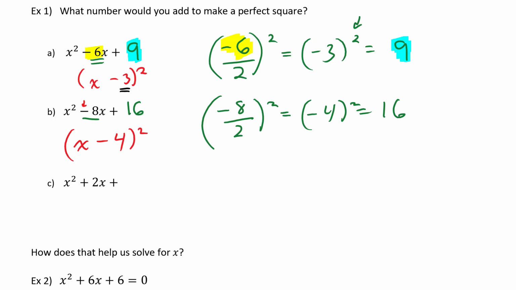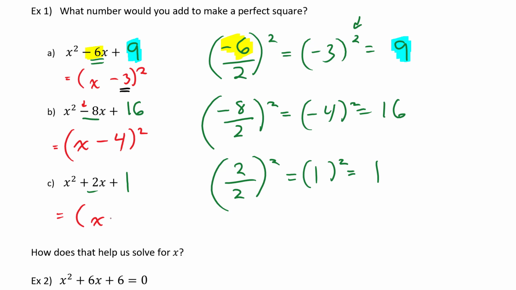Let's try the last one now. Again, take the middle term. 2 divided by 2 squared equals 1 squared, which is equal to 1. So here when I factor it, x and 1, it's going to be plus 1, because again, it's a positive sign right there.